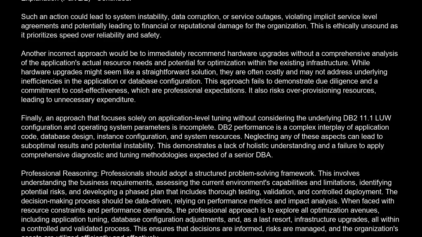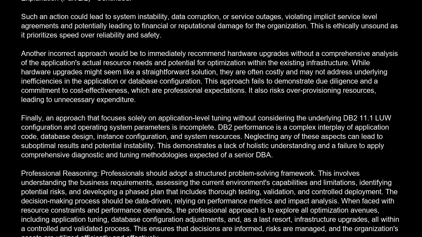Finally, an approach that focuses solely on application-level tuning without considering the underlying DB2 LUW configuration and operating system parameters is incomplete. DB2 performance is a complex interplay of application code, database design, instance configuration, and system resources. Neglecting any of these aspects can lead to suboptimal results and potential instability. This demonstrates a lack of holistic understanding and a failure to apply comprehensive diagnostic and tuning methodologies expected of a senior DBA. Professional reasoning. Professionals should adopt a structured problem-solving framework.